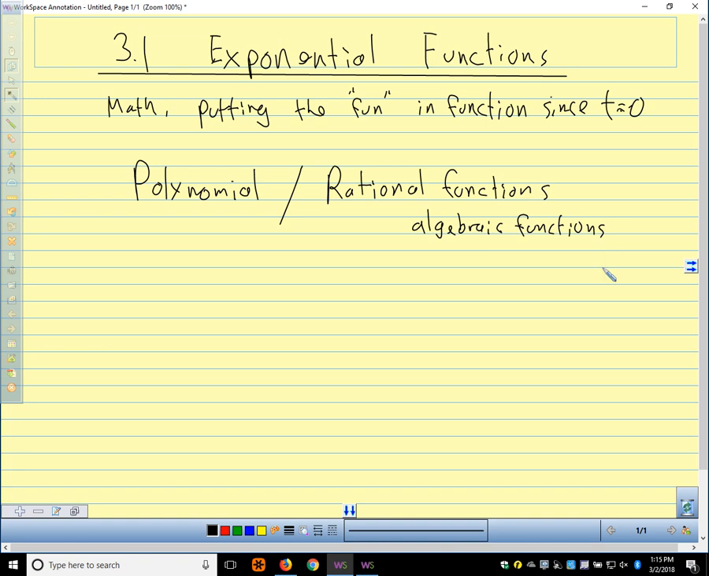And the reason they're called algebraic functions is because there's a subset. We know about real numbers and rational numbers. There's a subset of the real numbers called algebraic numbers. We have also studied trig functions, and now we're going to study exponential functions. These trig and exponential functions, and their inverses, are called transcendental functions.